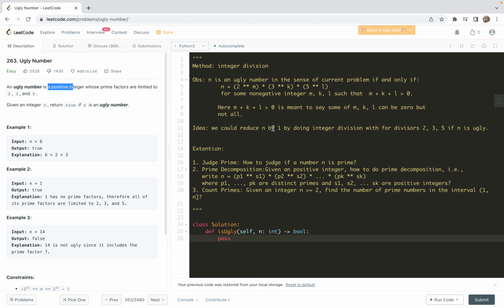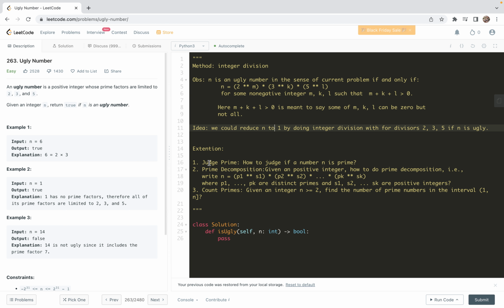Another thing to notice is that because we write n into such form, n is non-negative, right? Because the exponentials of 2, 3, and 5 are non-negative. So this deals with the positive part. An ugly number is a positive integer. Here the idea is very simple. We could reduce n to be 1 by doing integer division with the divisors 2, 3, and 5. We are going to write a solution based on this idea. This is actually very simple to implement.